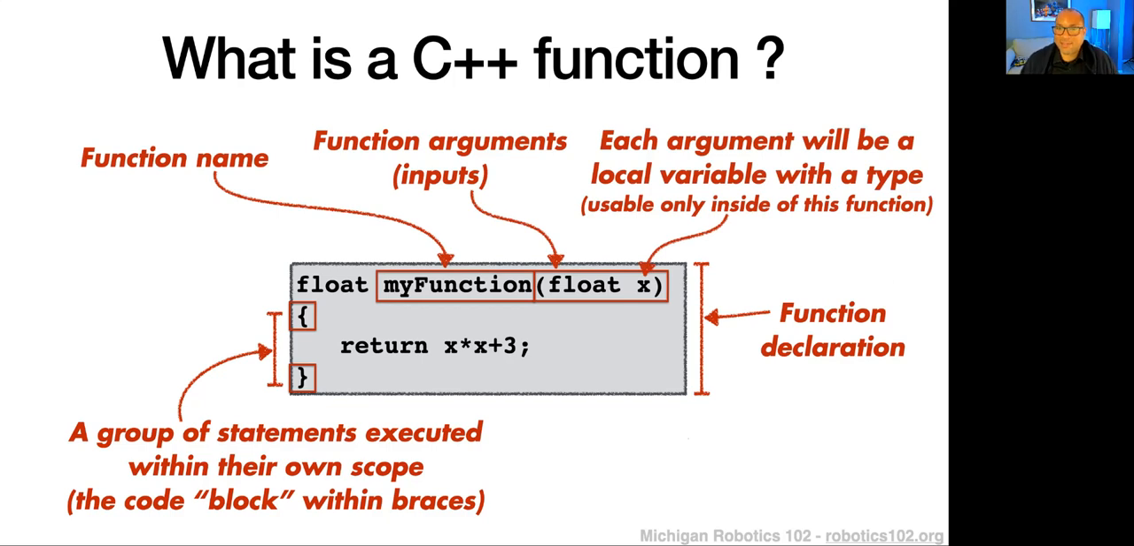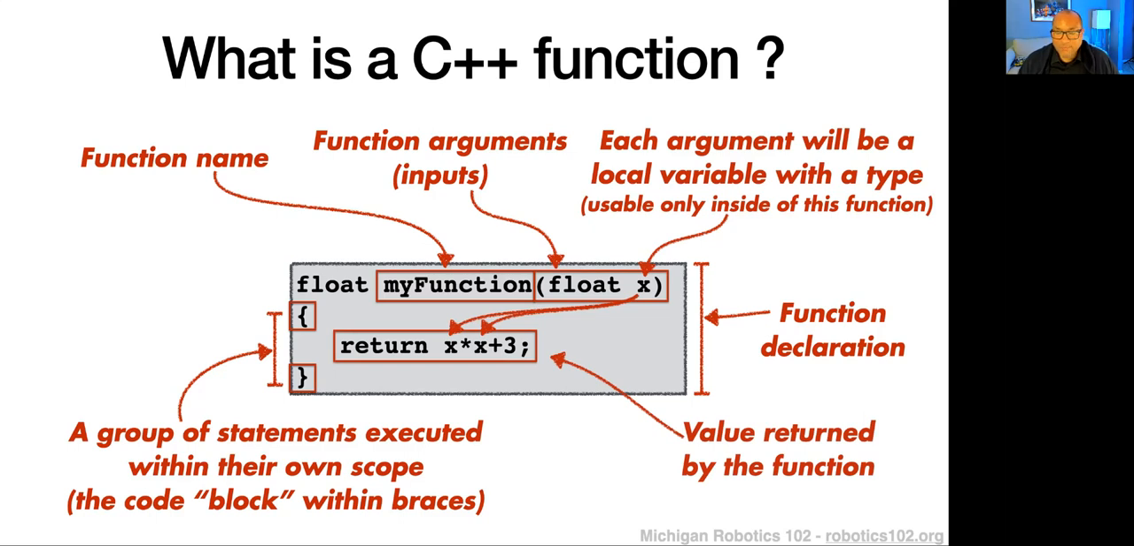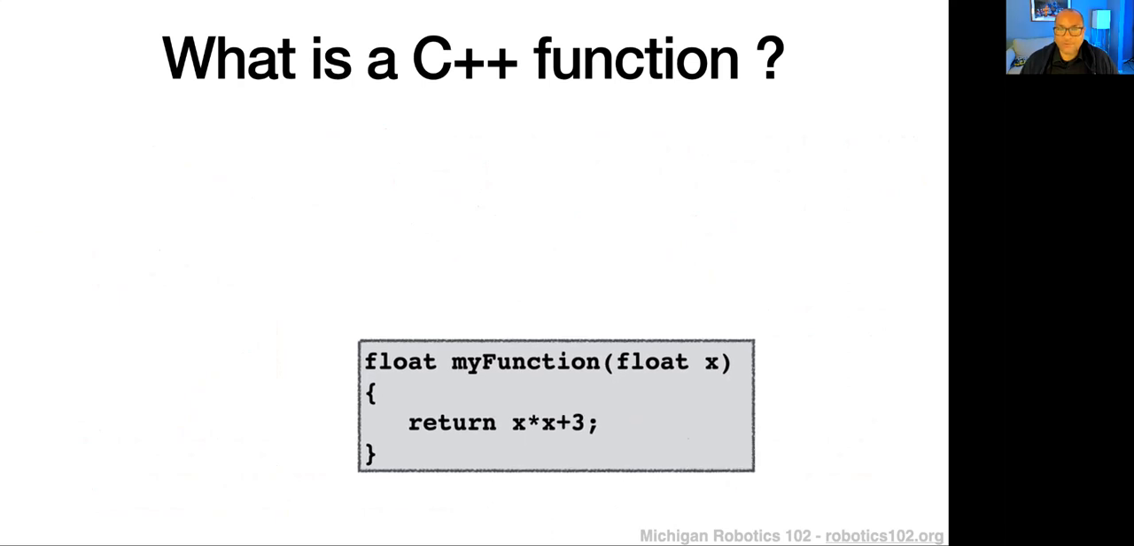But once we have this x as an input, we can access that within our statements. In this case, we're going to use that to square this input. We're going to then also have a return value. The function will return a value back to the program that called it. And that return value is going to have a particular type. In this case, we're going to assume that our return is a floating point number, a real number. Once we've defined what this function is, we can then call this function from another program.